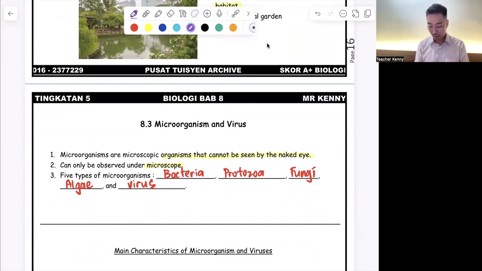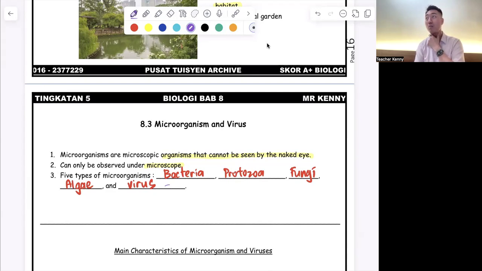All right, tell me which one of them, B, P, F, A, or V, can be classified based on their different shapes. Type in your answer. Yes, bacteria, right? Now, which one is made up of an underground network called mycelium? Answer. Fungi.